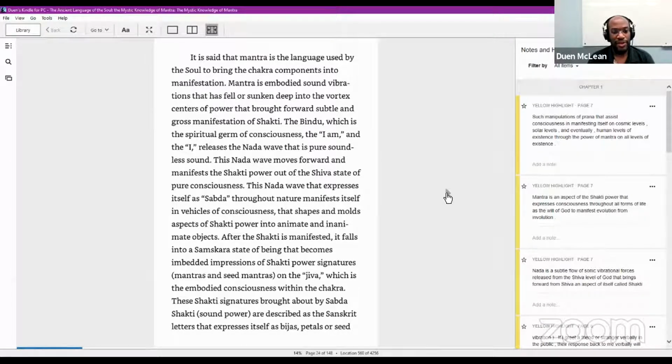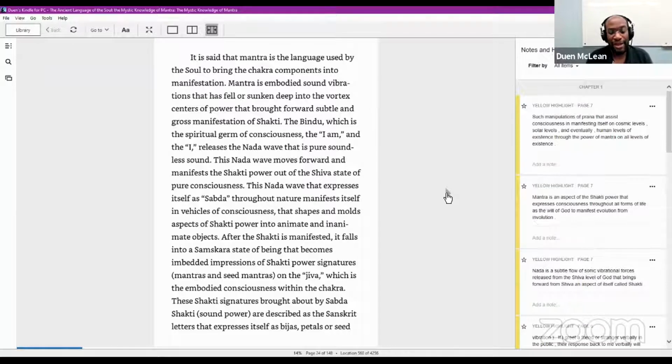The Bindu, which is the spiritual germ of consciousness, the I am, releases the nada wave that is pure soundless sound. This nada wave moves forward and manifests the Shakti power out of the Shiva state of pure consciousness. This nada wave that expresses itself as sabda throughout nature manifests itself in vehicles of consciousness that shape and mold aspects of Shakti power into animate and inanimate objects.